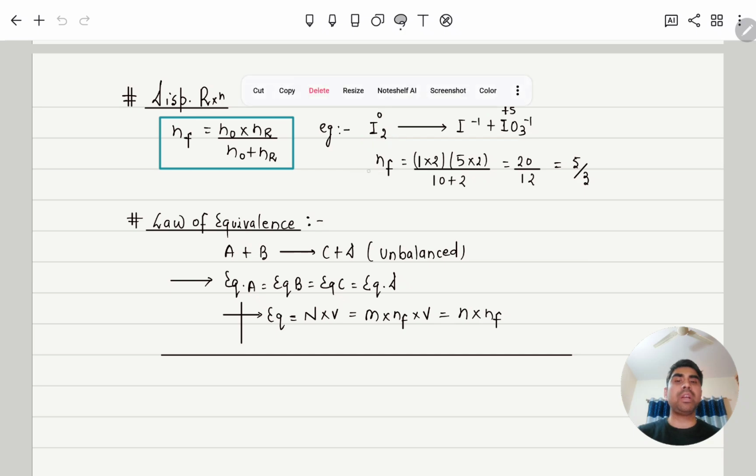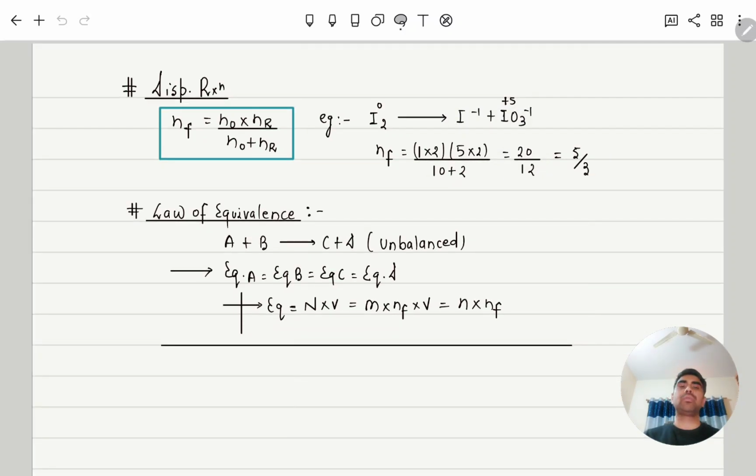We discussed this when in basic medium, when it is hot and concentrated. So here you can see how to calculate the n factor. With respect to oxidation, how much? 0 to 5. Change in oxidation number 5 into atomicity 2, so 5 into 2, that is NO. NR is what? 0 to -1. The difference is 1 into atomicity 2, divided by NO plus NR. So here it is 2 and here it is 10, 10 plus 2. So overall 5/3 is the n factor.